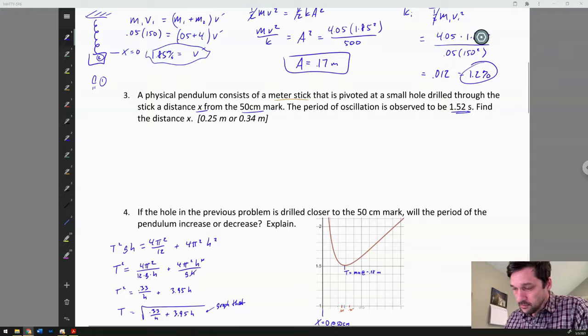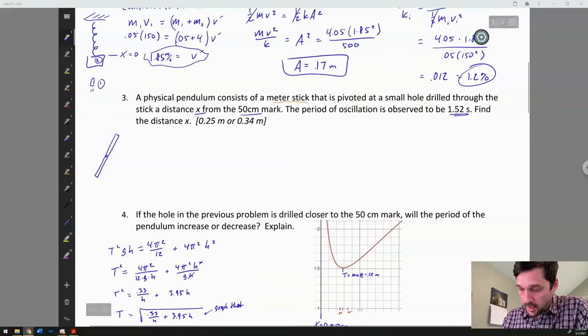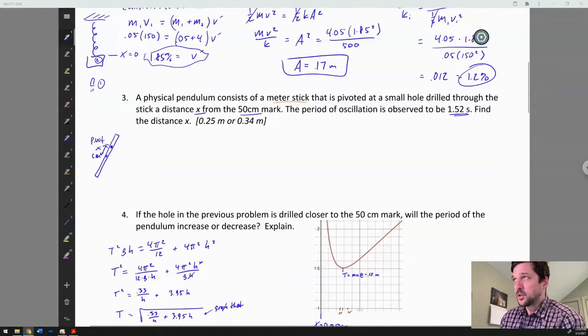So we've got a meter stick whose center of mass exists where you'd expect it to be, right at its center, and it is going to have a pivot right there. So we've got its center of mass there, and we've got its pivot right there, and there's some distance between those, which we're calling x. All right, so where do we go and how do we get there?